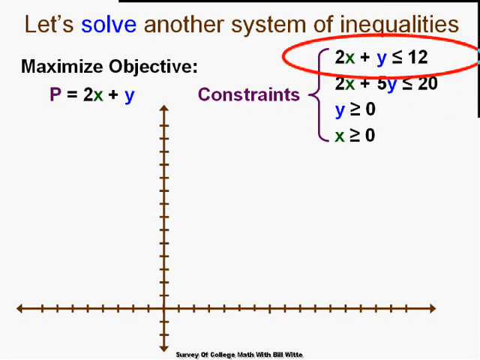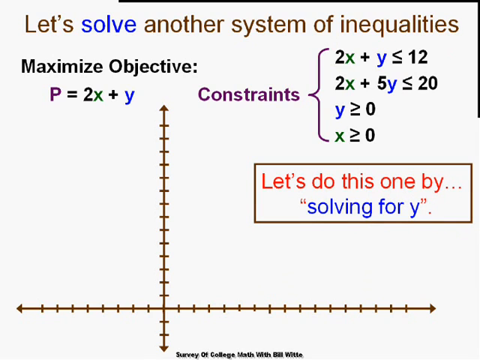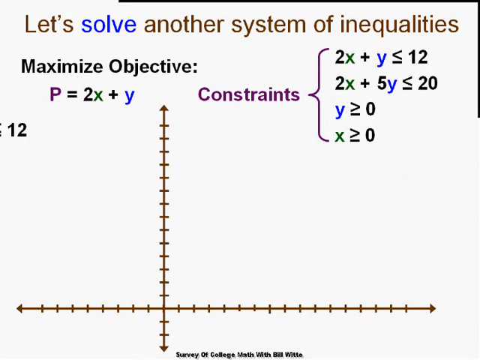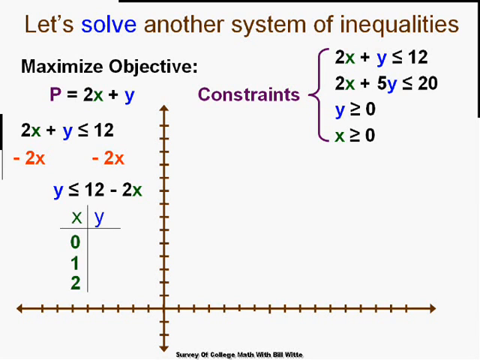Well, let's see. This first one, how should I do it? It's pretty easy to solve for y in this one, so let's do it that way. You don't have to do it that way, but let's do it this way just for review. Subtract 2x from both sides. And I don't have a fraction here, so I can put in my 3 easiest points, 0, 1, and 2. Now if I put in a 0, 12 minus 2 times 0, I'm going to get 12. So the point 0, 12.